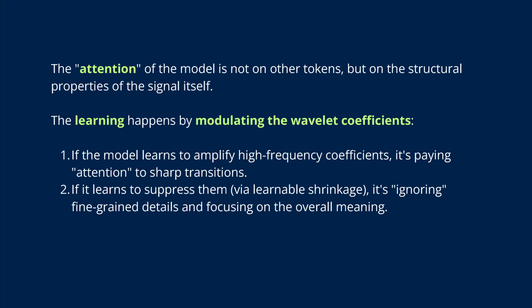The learning is happening now by modulating the wavelet coefficients, in the easiest simplification I can give you in this video. So if this new AI model learns to amplify high-frequency coefficients, it's paying attention now to sharp transitions. It's detecting all the edges in an image, or it's detecting, I don't know, technical terms in a language. And if it learns to suppress them, it's ignoring the fine-grained details. It can focus on the overall meaning. So this is such a beautiful mechanism, simply with spectral filtering.